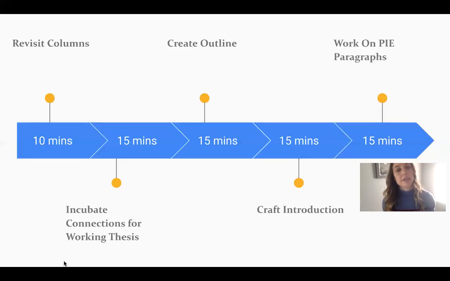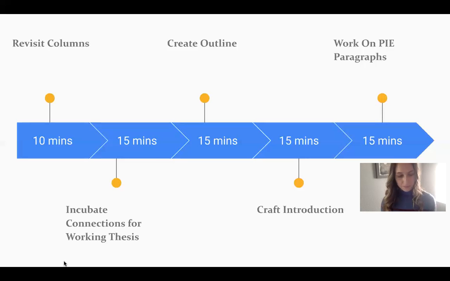Give yourself 10 minutes to rework on that and really think about those bullet points that you put down. Give yourself some time to incubate those connections for your working thesis. What are you walking away from this thinking? What is this so what? What's your big takeaway after you've done these two readings and sort of thought about where you're sitting now?